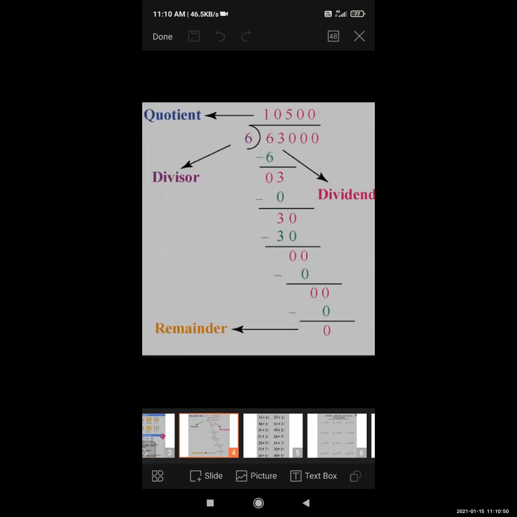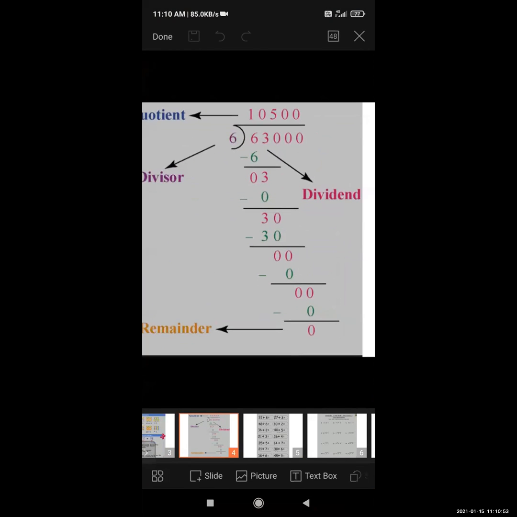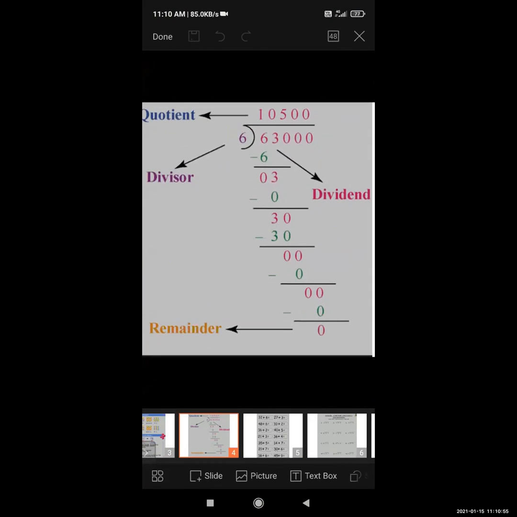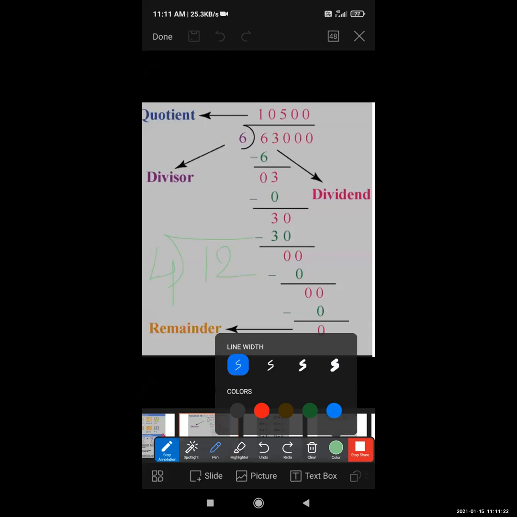Solving sums. Look here, everyone. I'm going to show you how to solve division sums. I'm going to take a very big number, but it's very easy, students. Look here. First, I'm going to take a small sum. That is 12. 12 is the dividend and 4 is the divisor. Just let me change the pen, okay?